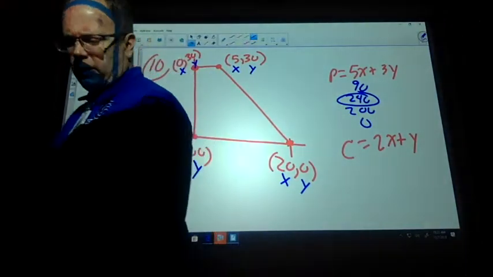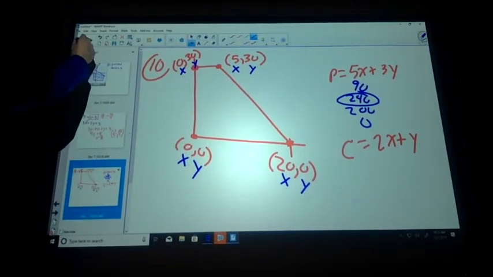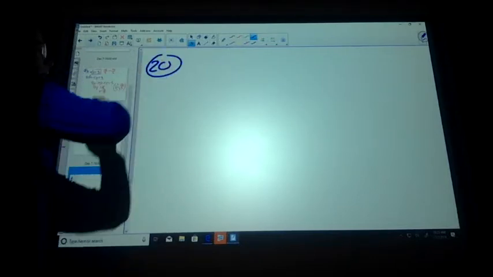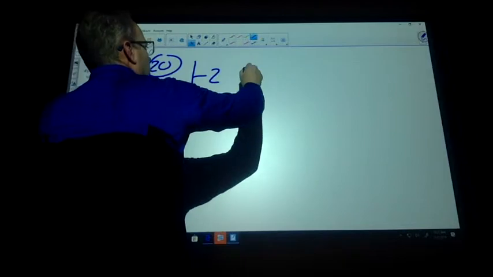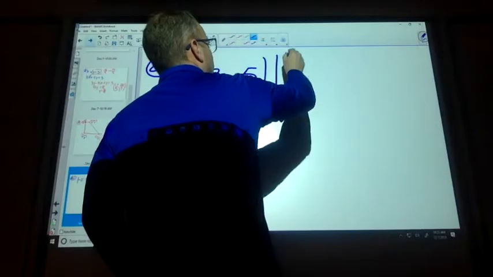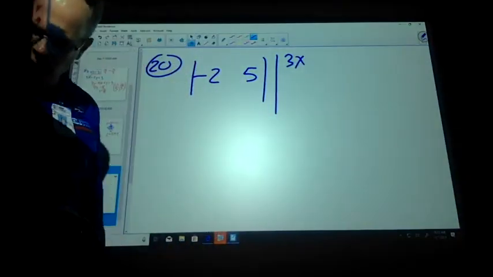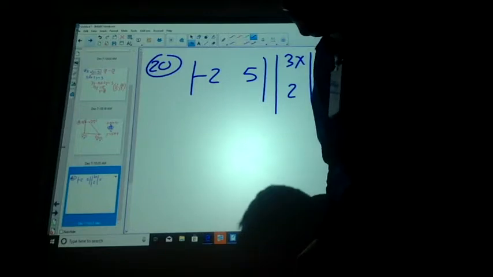All right, which one did we say? You had a question on 22, you said? 20? Okay. Problem number 20. We have negative 2 and 5, and then we have 3x and 2. And that's equal to negative 8.